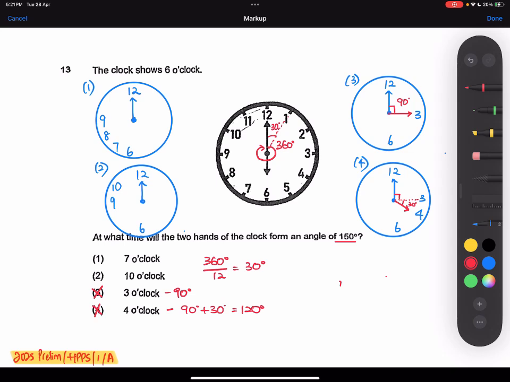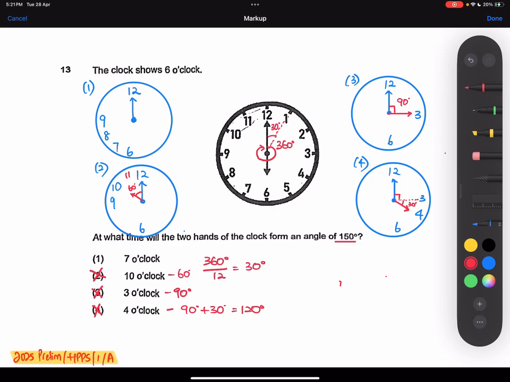Now let's look at option 2, 10 o'clock. This is 10 o'clock, and we have an 11 here. So this part here is 60 degrees. So 10 o'clock is 60 degrees, so 10 o'clock is wrong.